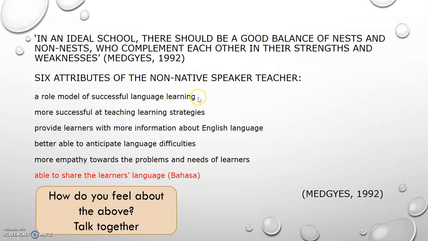So here, a role model of successful language learning. Now look at the next 3 points here. More successful at teaching learning strategies. More information about the English language. That's interesting, isn't it? And better able to anticipate language difficulties.